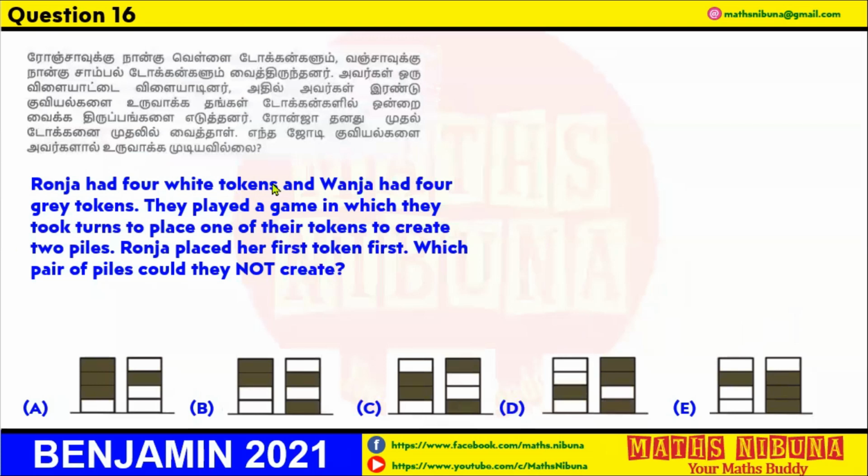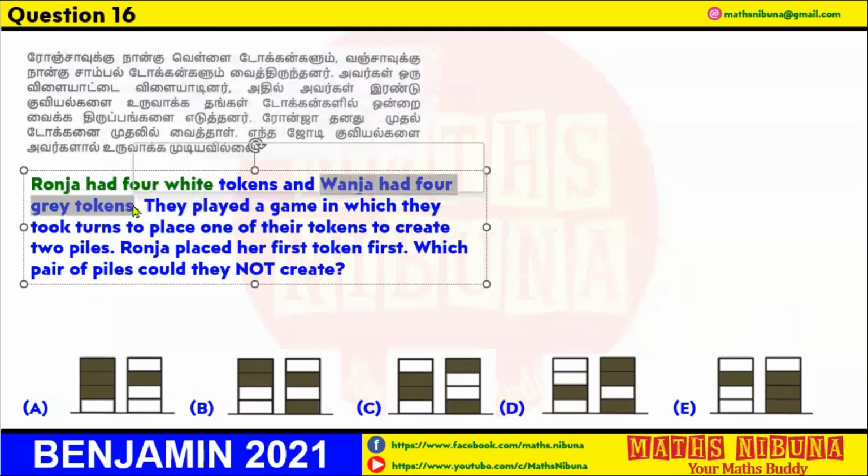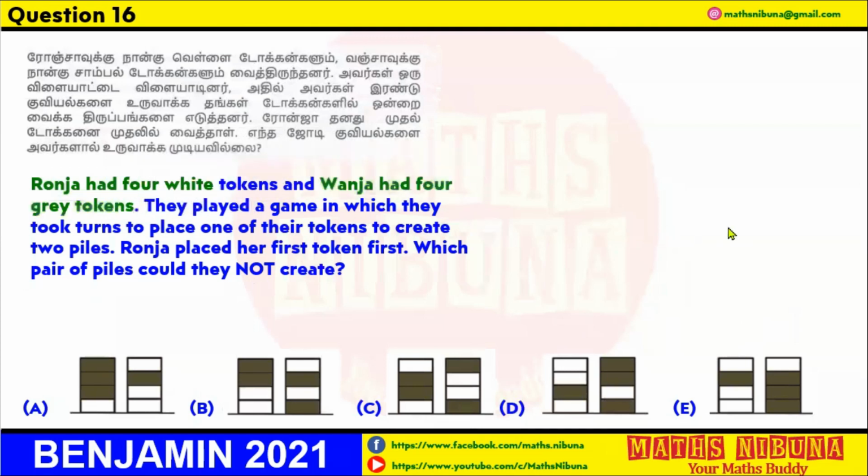Ronja had 4 white tokens. Okay, Ronja has white tokens. And then Wanja has 4 gray tokens. Okay, these are the keywords.